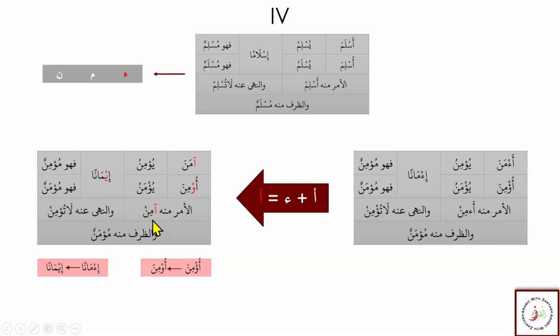Al-amru minhu amin. Again, you can see I'min becomes Iimin because of the flow in the pronunciation. Wa nahyu anhu la tu'min. So the change you can see highlighted is when two Hamzas are meeting. Amana becomes Aamana, Umina becomes Uumina, and Imanan becomes Iimanan because of the flow in the pronunciation. So this is how we put Hamza, Meem, and Noon in the fourth family, Aslama, Yuslimu, Islaman.